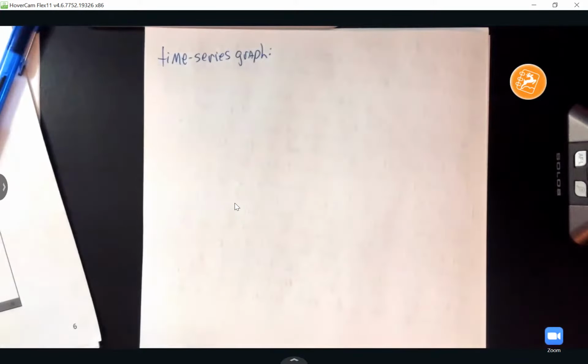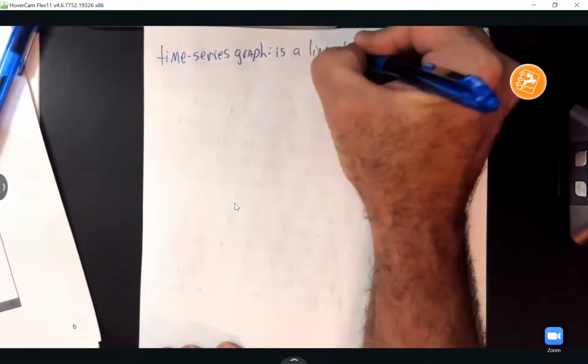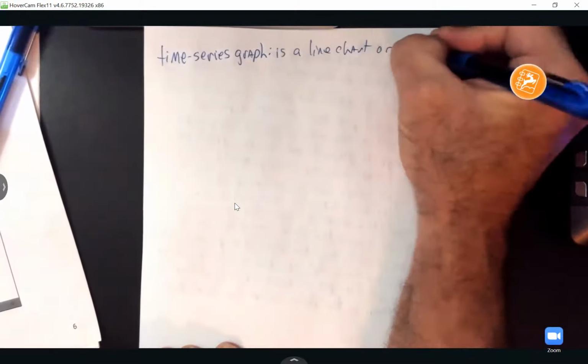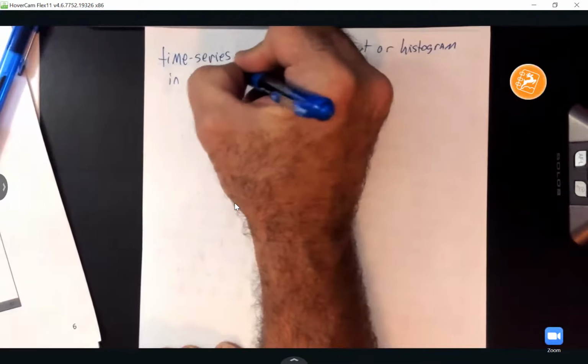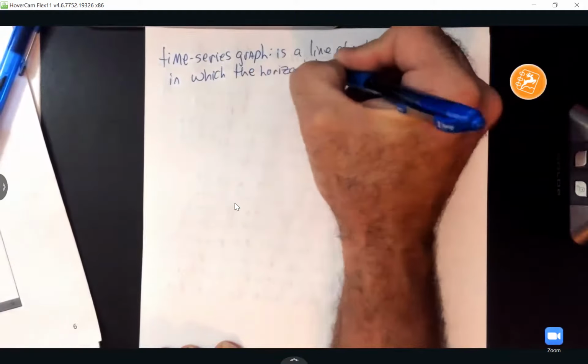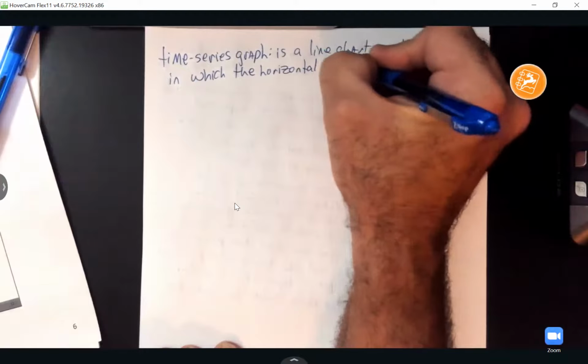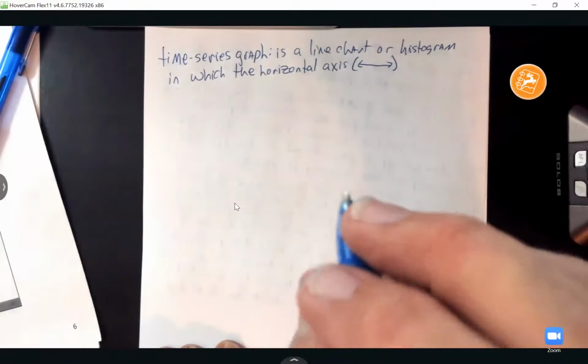And guess what? It's talking about time. So that means the horizontal axis, which is like the x-axis going left to right, has to represent time. So this is a graph, well, a line chart or histogram, in which the horizontal axis, so remember, horizontal axis is going the left to right one, represents time.